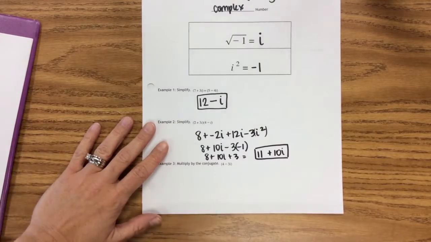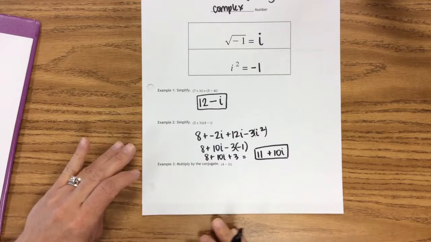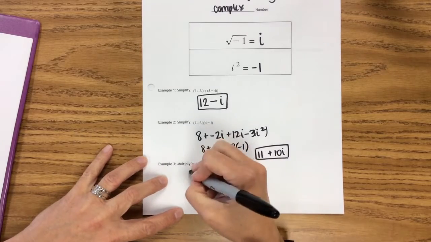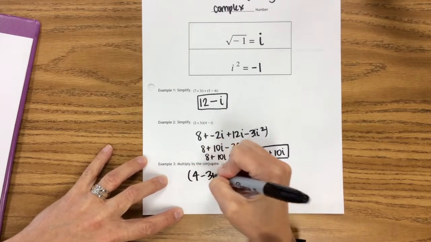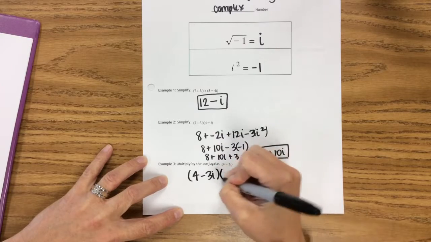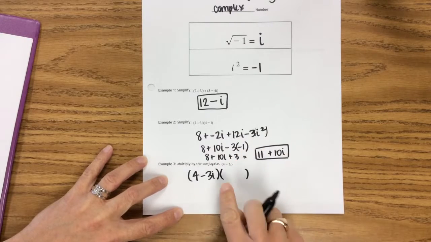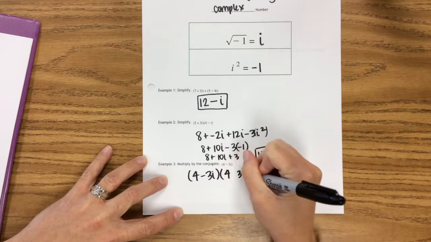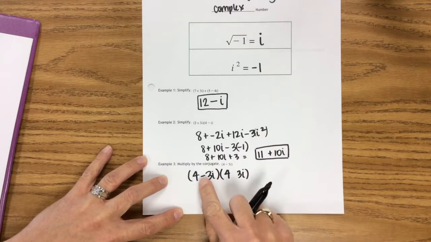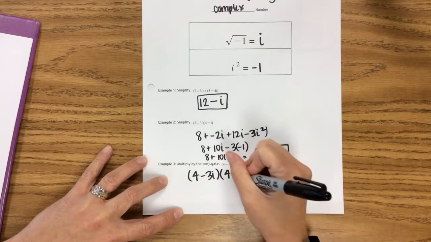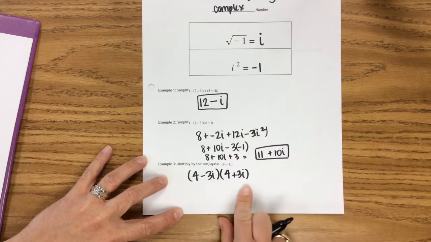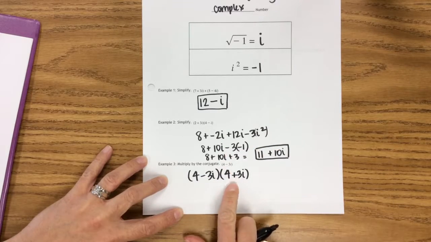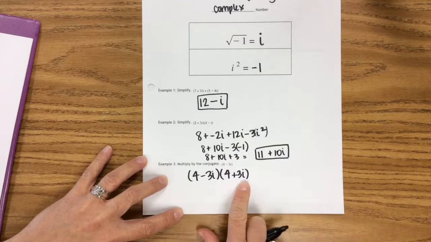This last example, we are going to multiply by the conjugate. And I have just a complex number written here. I have to know what a conjugate is and multiply by it. A conjugate is when you have the exact same terms. The 4 and the 3i are the same, but you change the middle sign. So instead of a minus, it would be a plus. So multiplying by the conjugate means you write the conjugate next to it, and now we'll multiply.